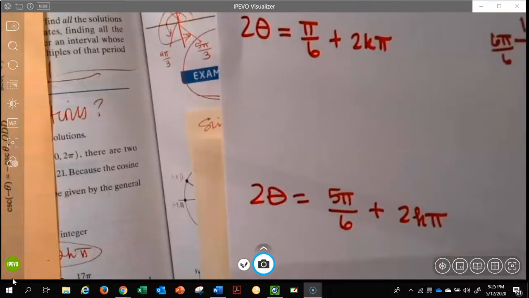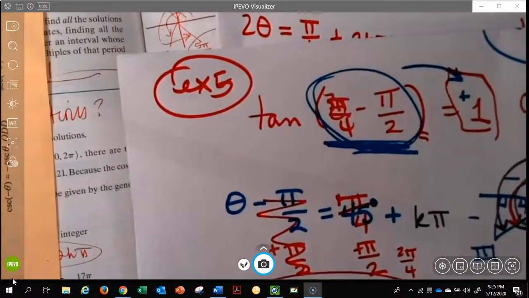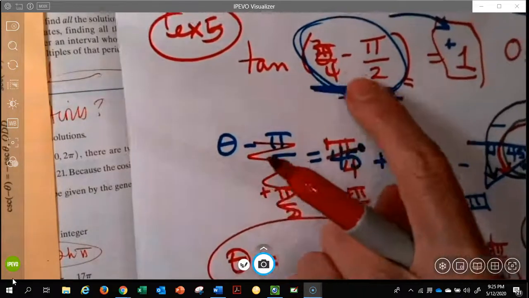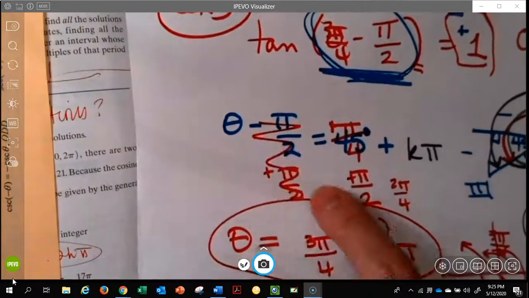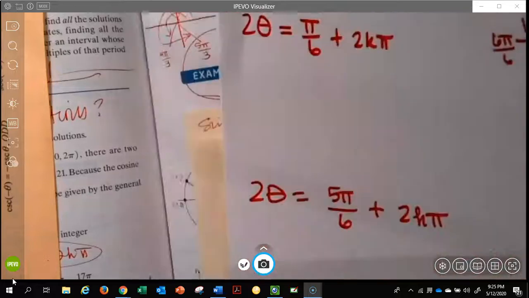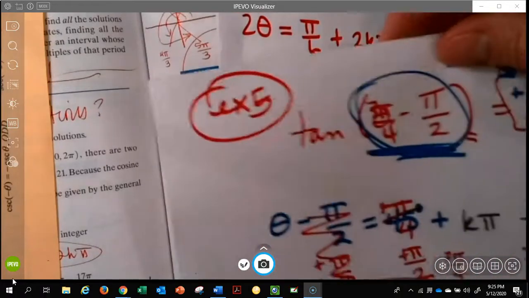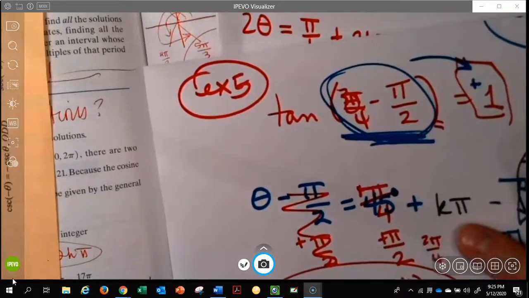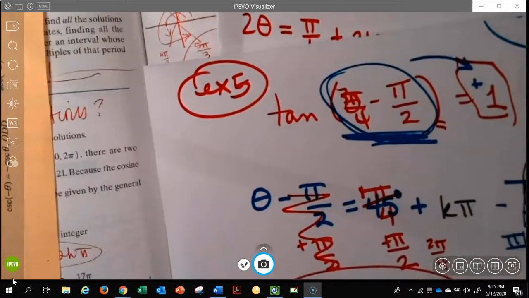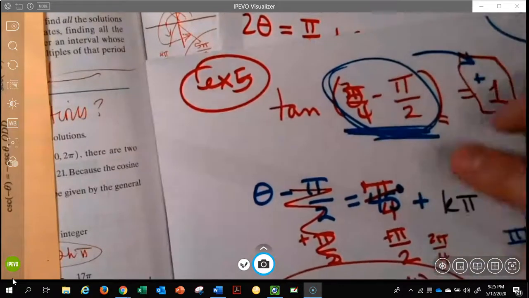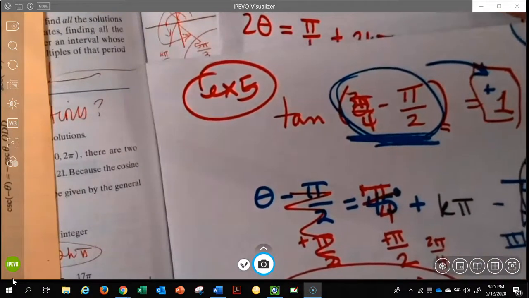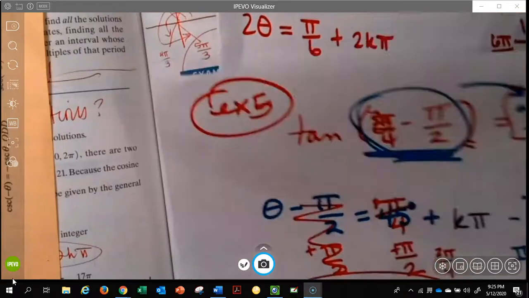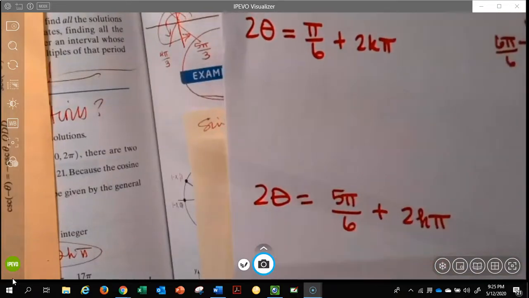When we did the one a while ago, all we had to do was, we had this theta minus pi over 2, all we had to do was add pi over 2 to both sides. This one's a little bit more complicated because when I added it, all I had to do was add it to the like term. I only had to add it to pi over 4. I didn't have to mess with this k pi. They weren't like terms. These didn't have the k. So when I come over here, it's a little bit different, but no big deal.